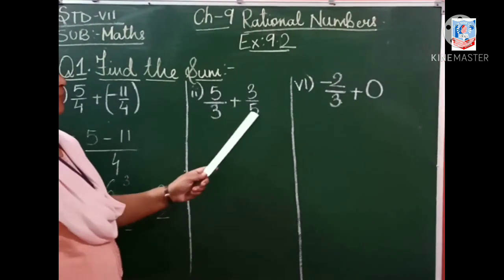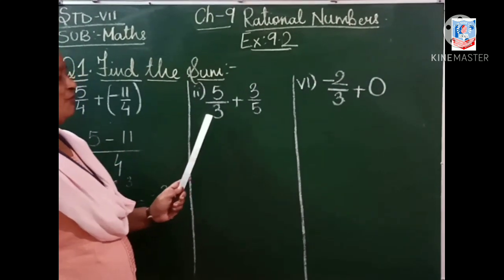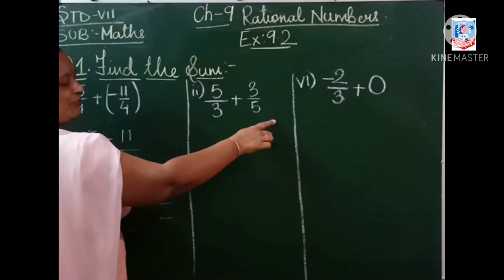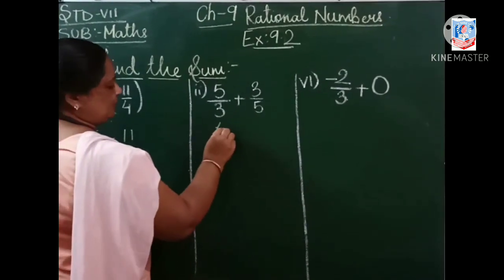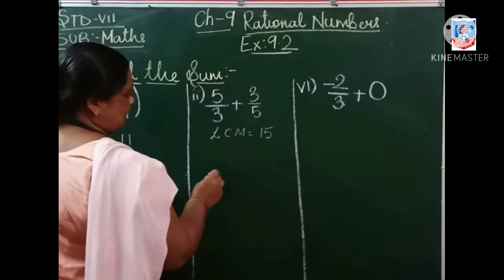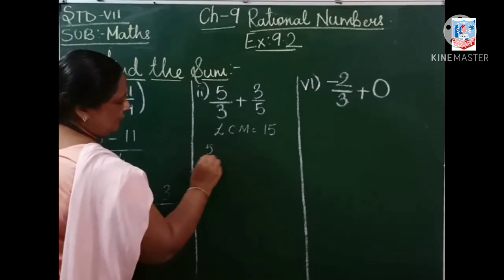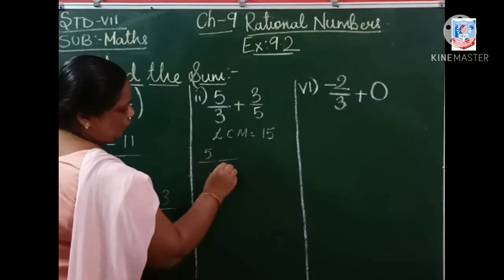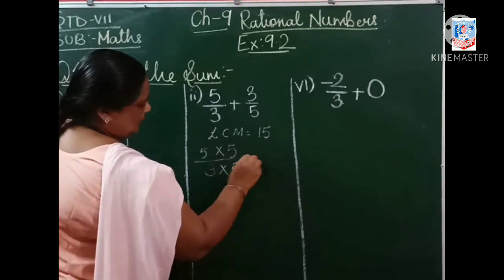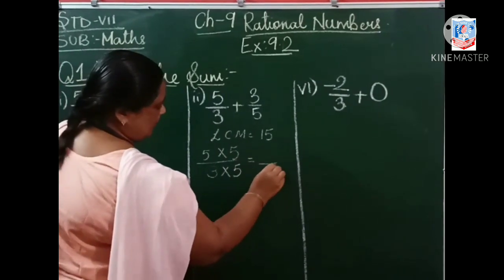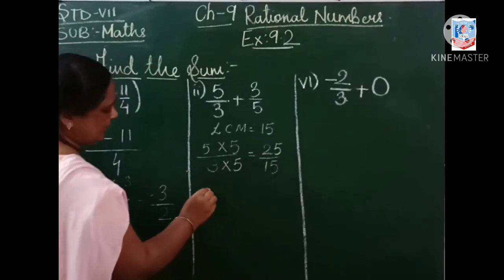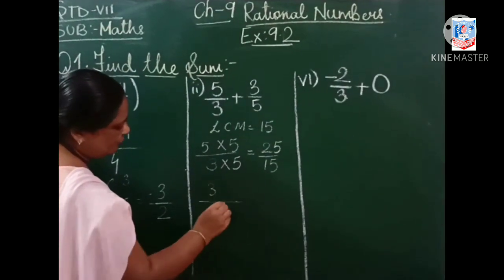Now see here the denominators are different. So first what will you do? You will make it common. Now the LCM of 3 and 5 is 15. LCM is equal to 15. So 5 by 3 into 5. 3 into 5 is 15. 5 5s are 25.